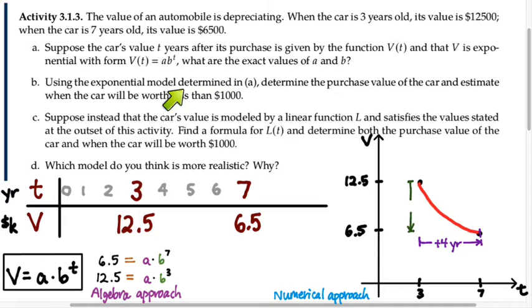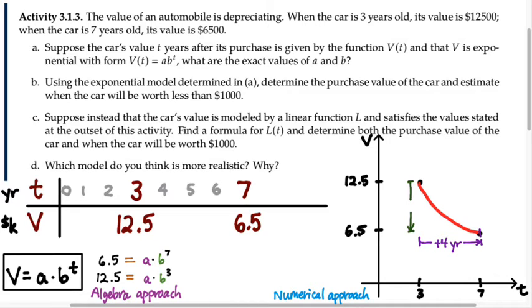Right? And so the first approach that I've seen you using in your groups is taking the template for an exponential function, v equals a times b to the t, plugging in both of my data points. So when t is 3, v is 12.5. When t is 7, v is 6.5. And now I have two equations and two unknown quantities, a and b. So hopefully that's enough information to tell me what a and b are.